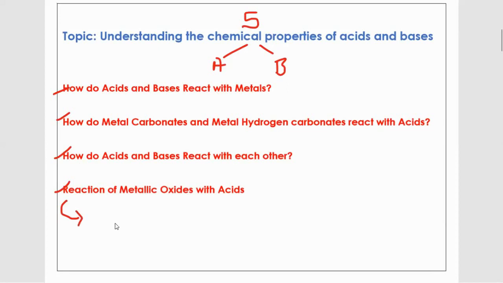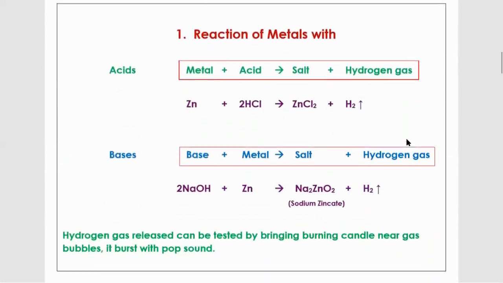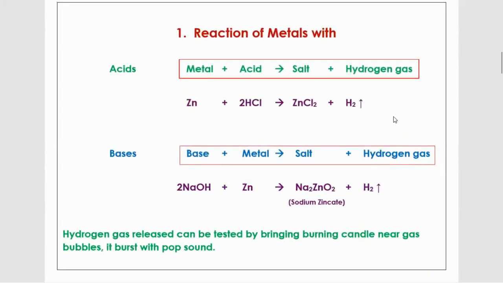Today we are going to see first how acids and bases react with metals. Number 2, how metal carbonates and metal hydrogen carbonates react with acids. Only acids, not with bases. Why? That we are going to see. First, the reaction of metals with acids and bases.